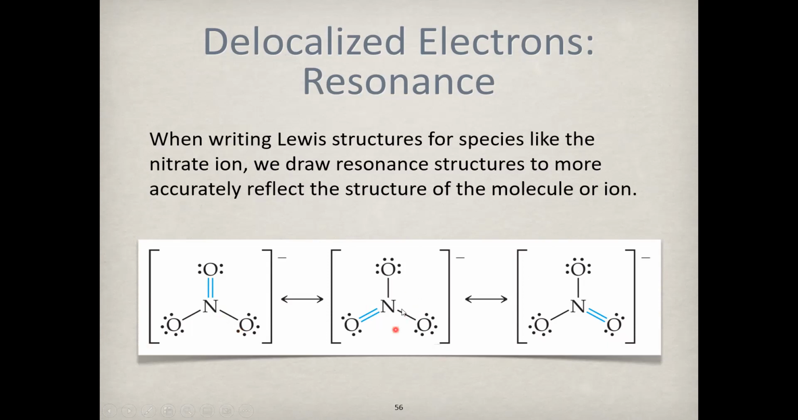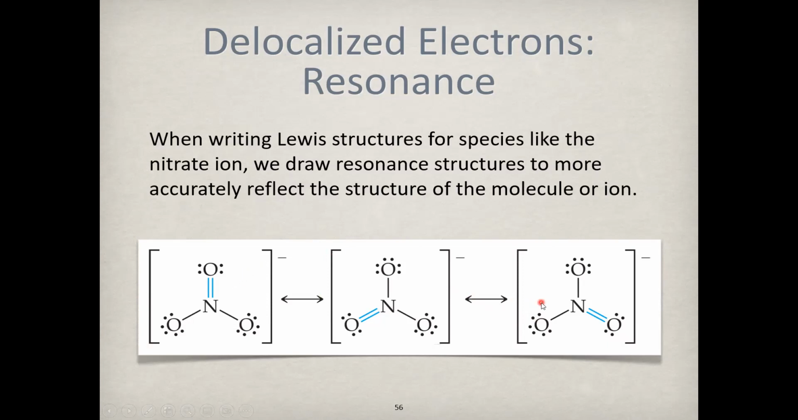Remember, nitrogen's in the second period. That's why we can't exceed the octet here. Can't expand that octet for the second row and above. But with it, we can have this double bond in any of these positions. So we could have it going to the top, we could have it going left, we could have it going right. And there's really no difference between those structures.